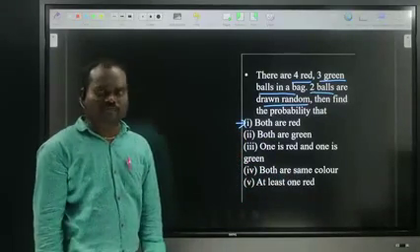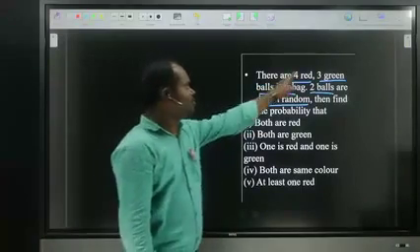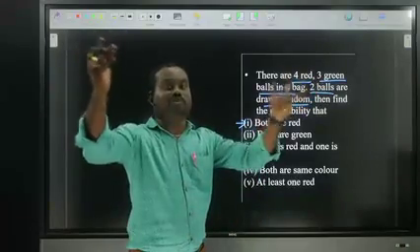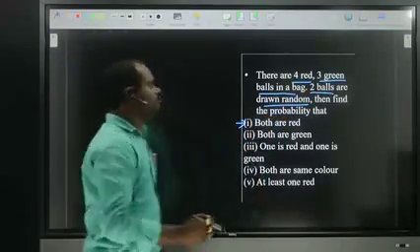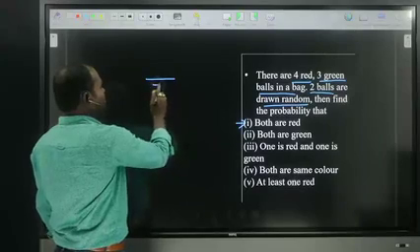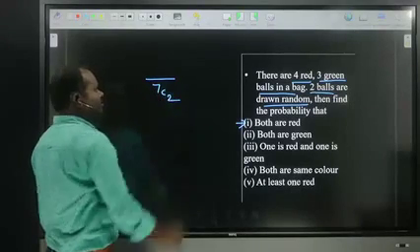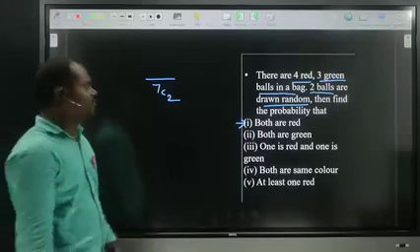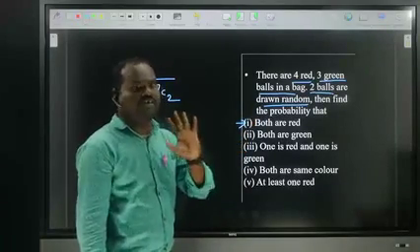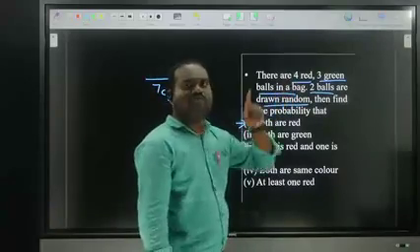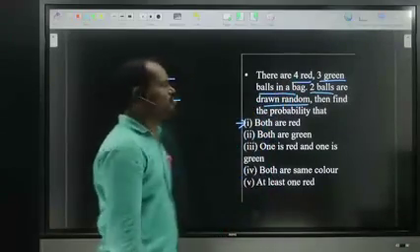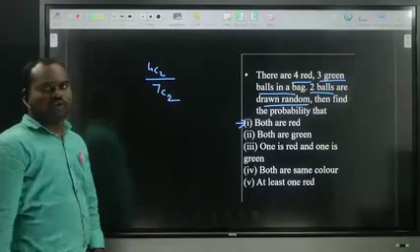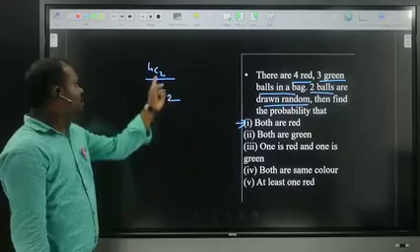First of all, in the bag total how many balls are there? 4 plus 3, 7 balls. From 7 balls he is drawing 2 balls. So the denominator is 7C2. As per the first question, what we require is both are red. How many reds are there? 4. From that 4 we should pick 2. So we can write 4C2.